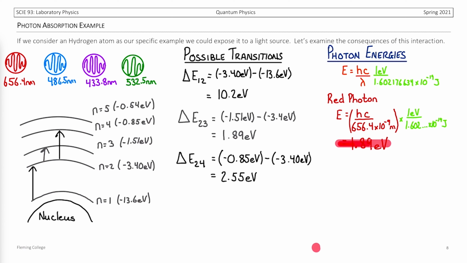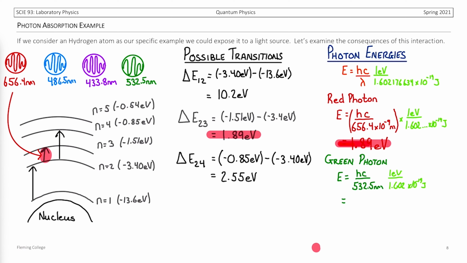So if the red photon coming into our hydrogen atom managed to interact with an electron that was at the second level, then it would energize that electron enough that it would jump up to the third level. Let's consider the green photon, the one with 532.5 nanometers. I'm going to rush through the calculation here, but this photon carries with it 2.33 electron volts.